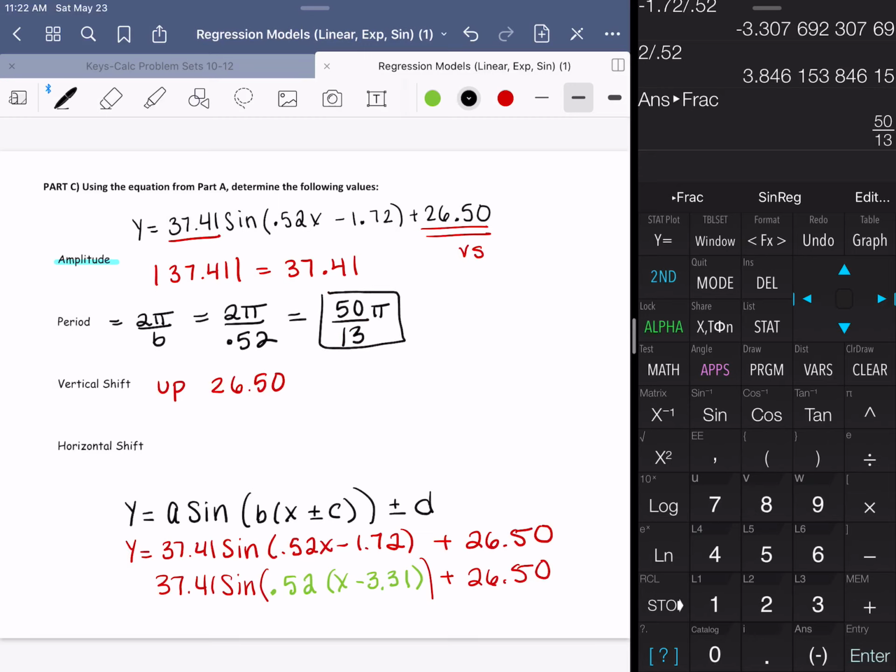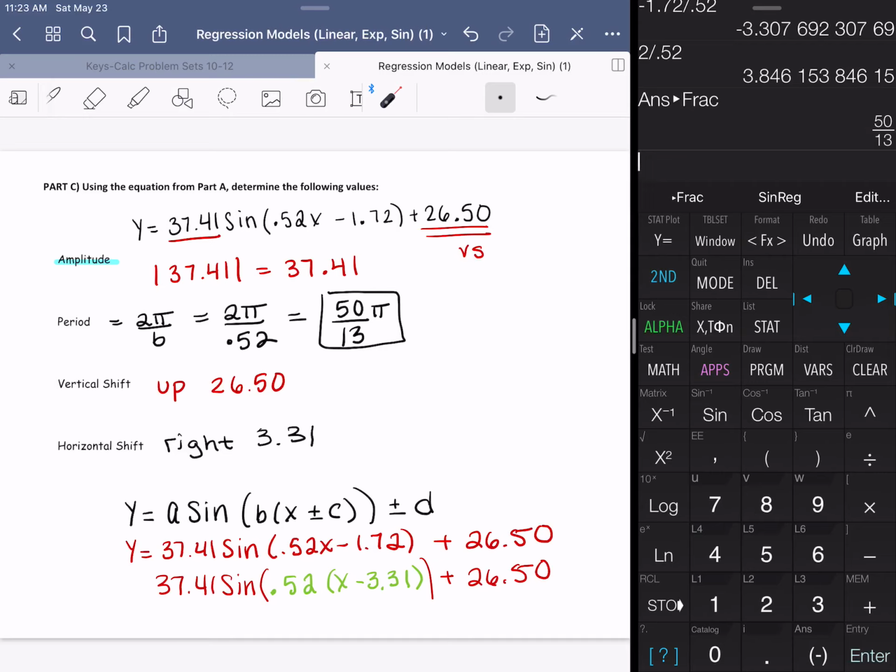And then the horizontal shift is found by looking at the number inside here. So see how it's a minus sign? Remember, it's opposite, so that actually means we're going to go to the right. So we're actually going to go right 3.31. And that information is just found after you did the division of the B value. So I think this is probably where it's most tricky.